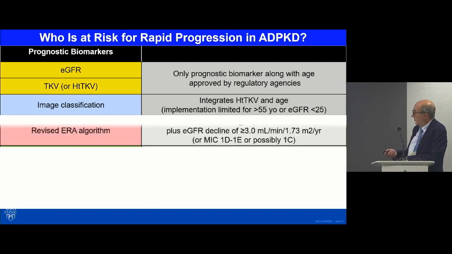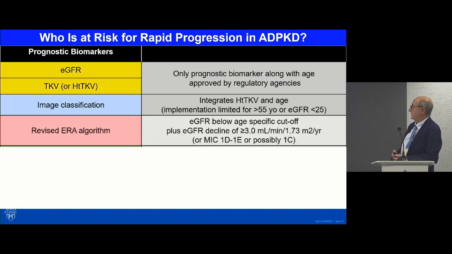Now, the other way to do the prognostication, defining rapidly progressive disease, is the revised European classification, which is based on eGFR below age-specific cutoffs plus a rate of GFR decline of more than 3 mL per minute per year. Although they also admit Mayo image classification 1D or 1E and possibly 1C.